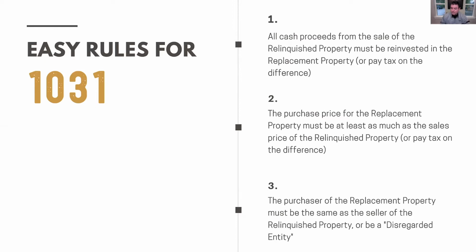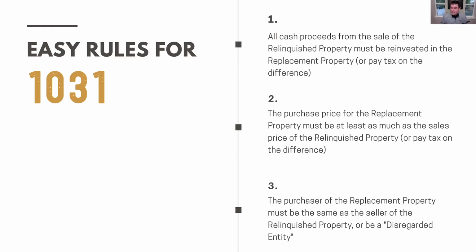Three, the purchaser of the replacement property must be the same as the seller of the relinquished property, or be what we call a disregarded entity. This is an important one for those of you out there that currently own commercial investment properties in your own individual name, but you would like to own the replacement property in an LLC.